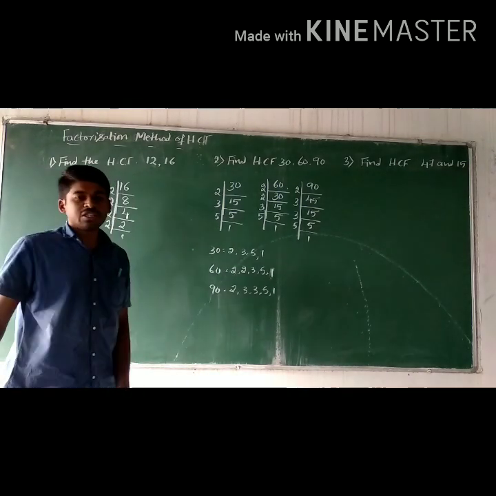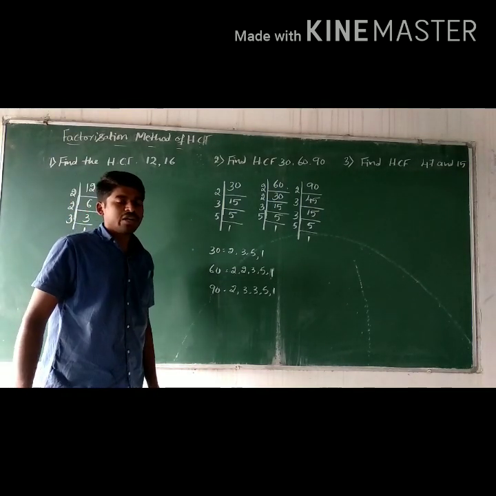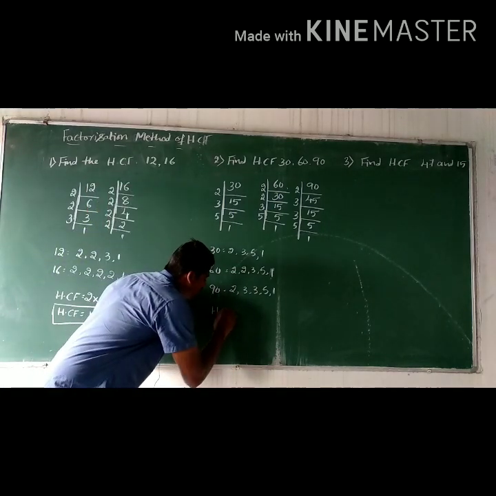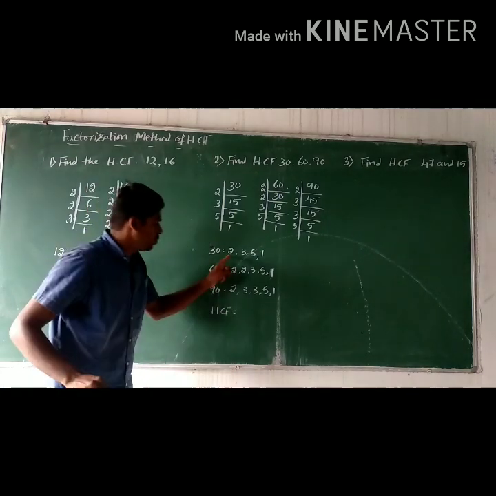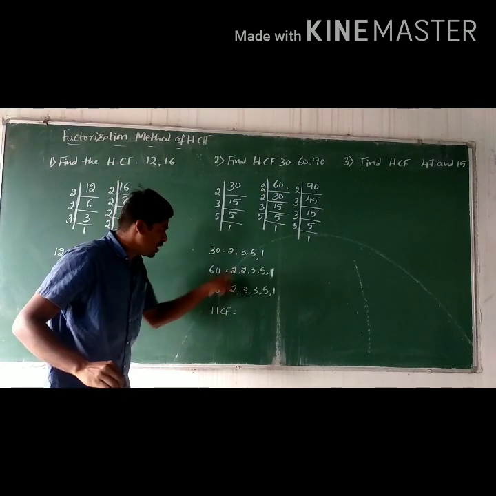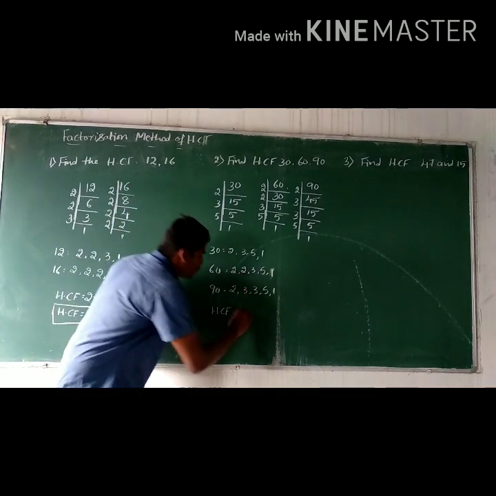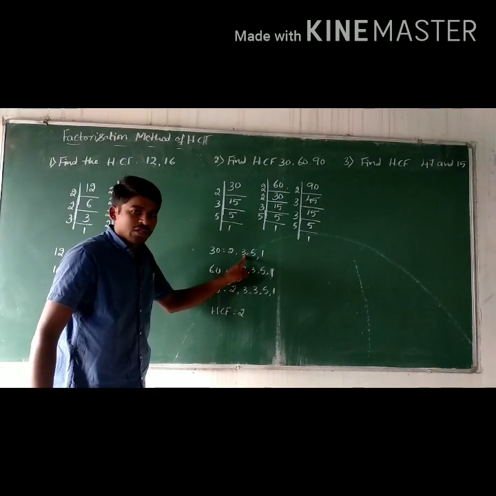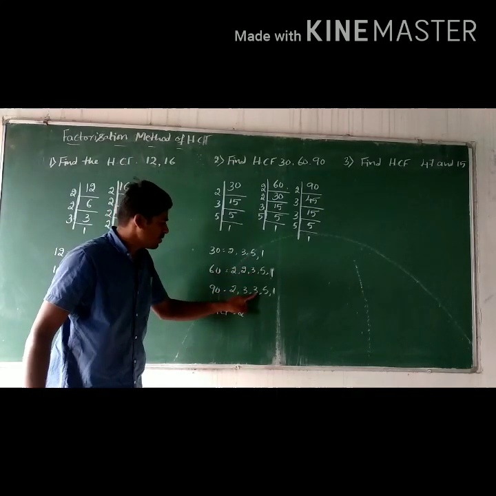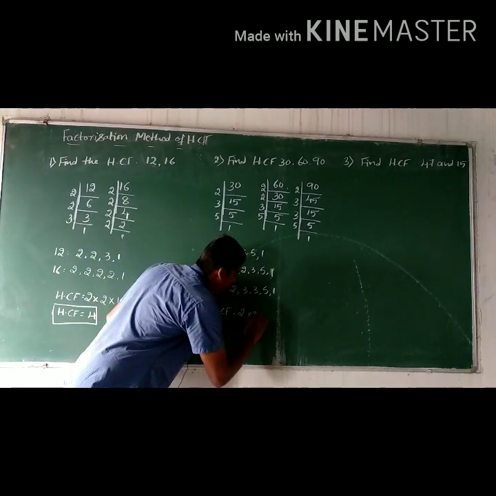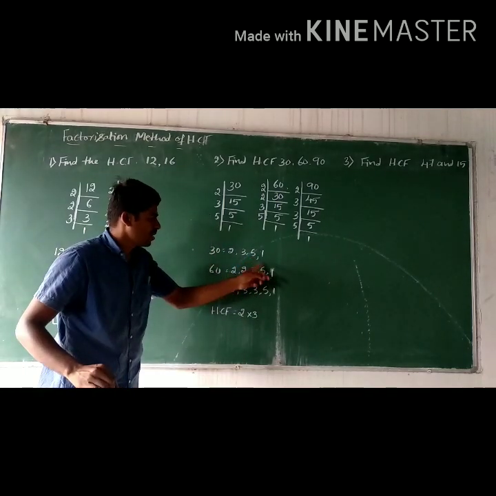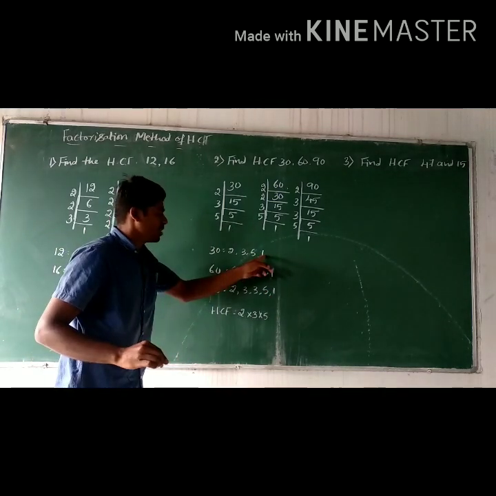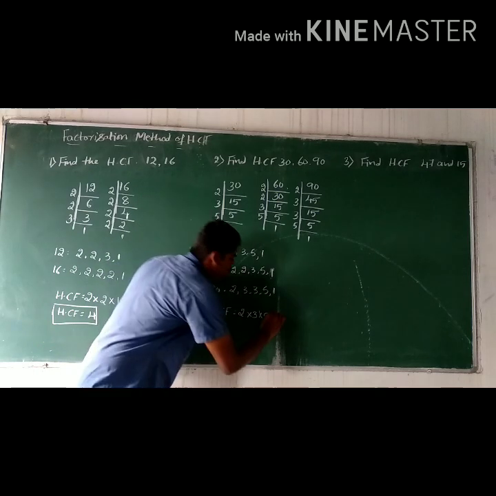In calculating the HCF, we take the repeated numbers among the common factors. So now go to calculating the HCF. Here 2 is repeated in all 3 lists, so we are going to take 2. Next, 3 is also repeated, the 3 is common here as well as here. And 5 is also repeated, so we take 5. And 1 is also repeated here.